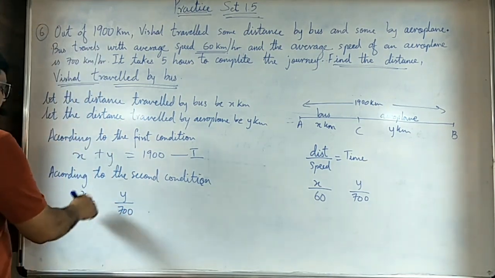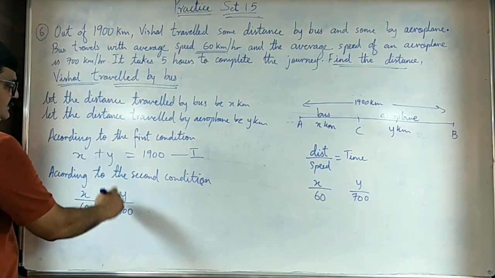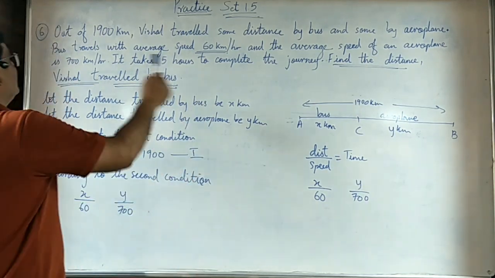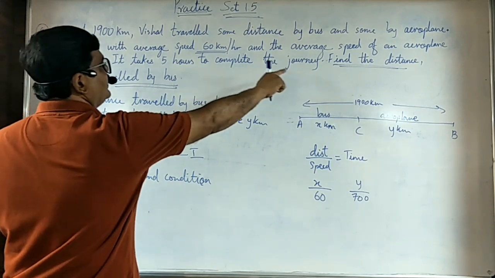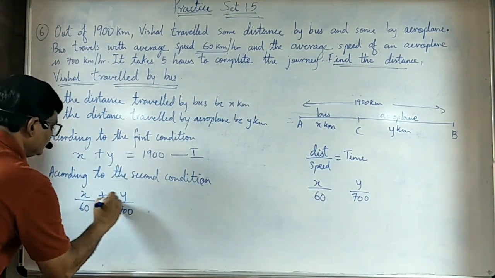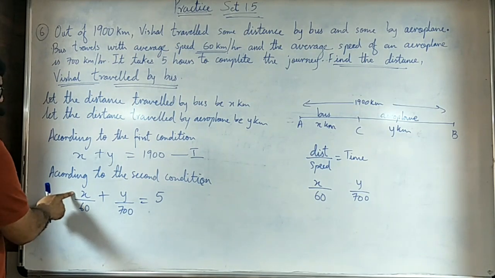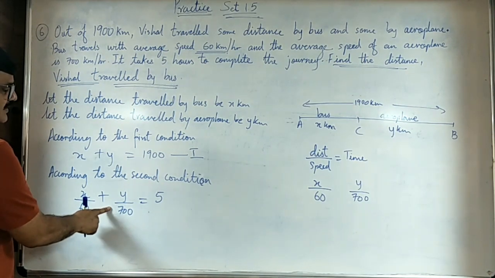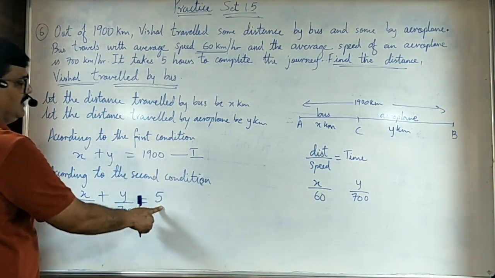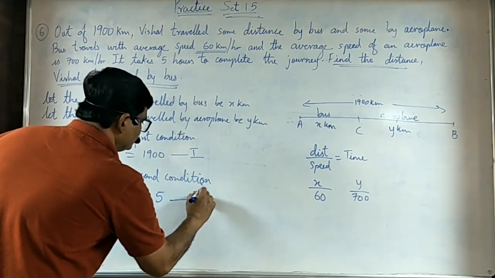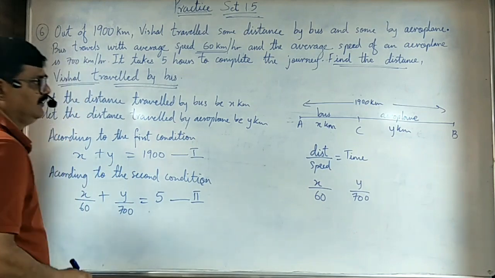This is the time taken by Vishal to travel by bus, and this is the time taken by Vishal to travel by aeroplane. But they have given us that it takes 5 hours to complete the journey. The total time taken is nothing but 5. So can I write it over here? The time taken by the bus plus the time taken by the aeroplane is equal to the total time, and that is 5 hours. And this is my equation number 2.